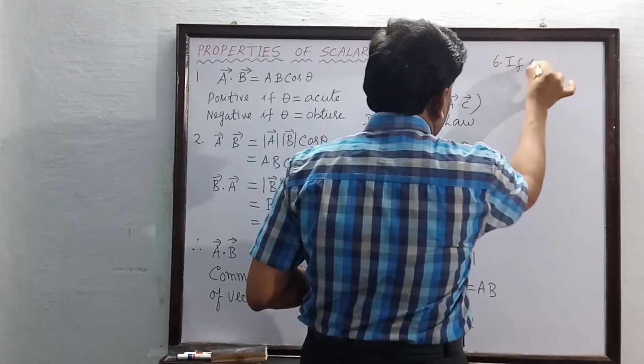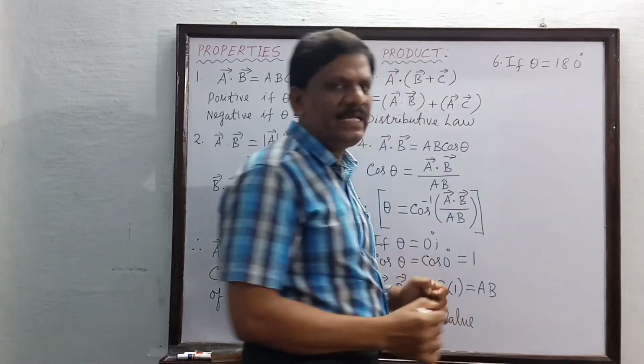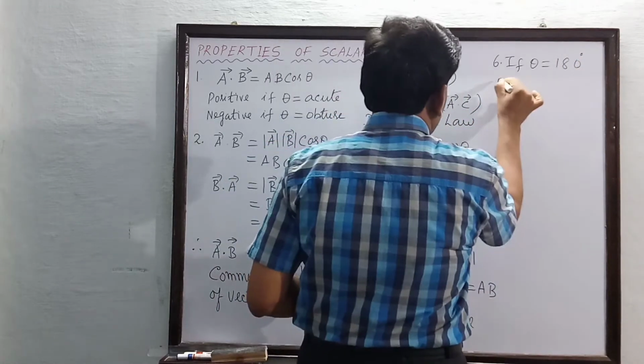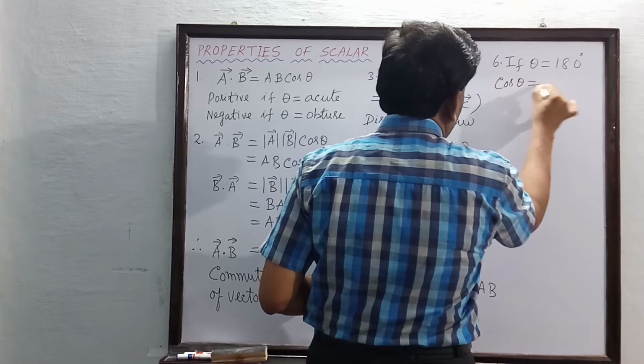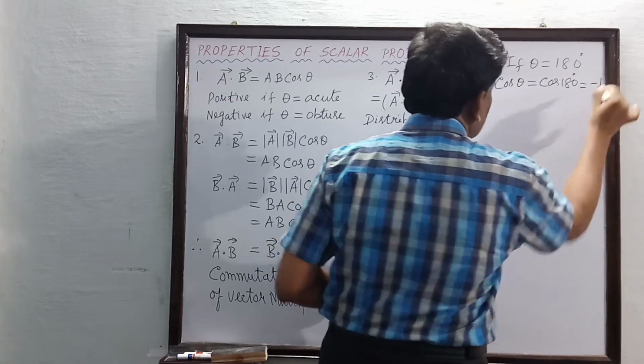If theta is equal to 180 degrees, cos theta is now equal to cos of 180 degrees, that is equal to minus 1.